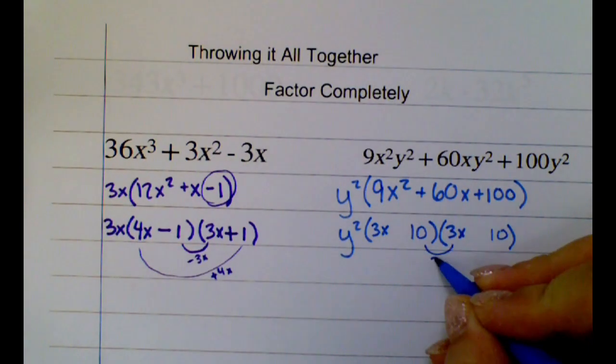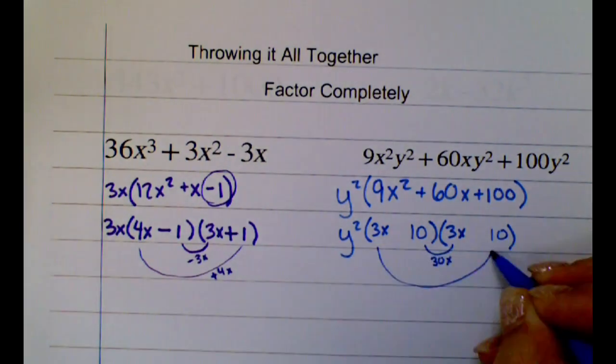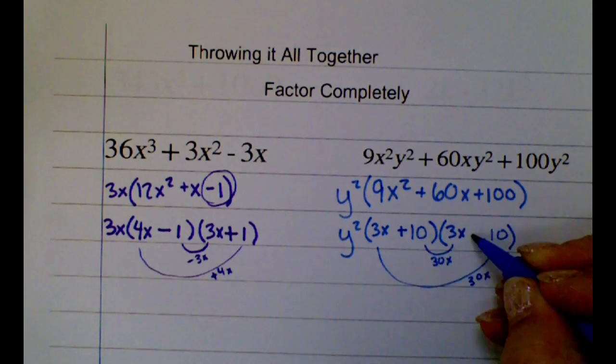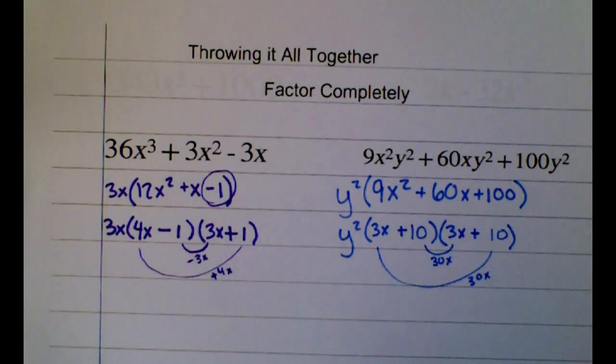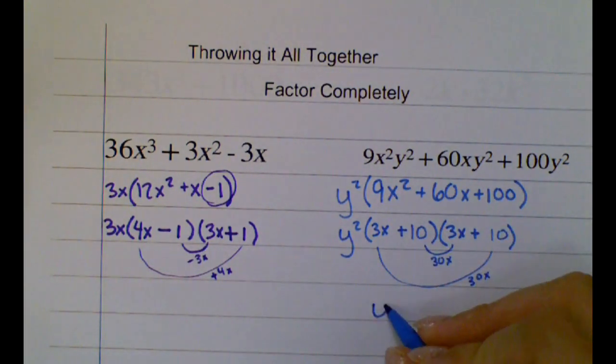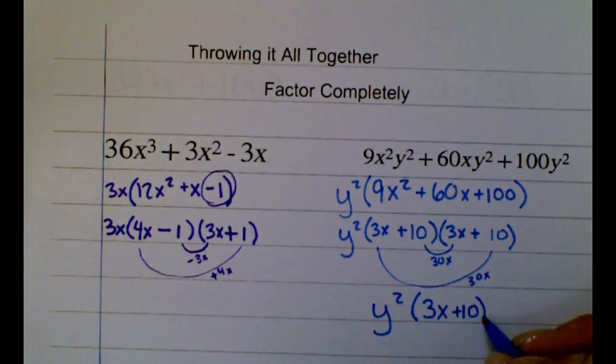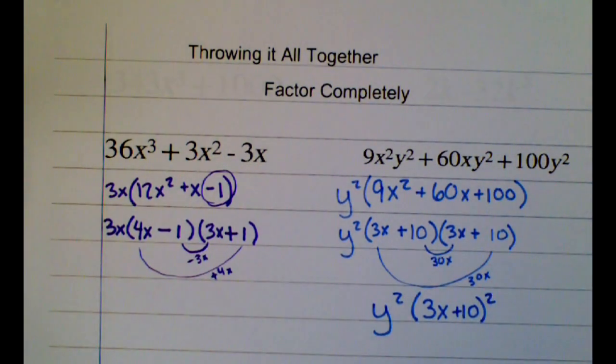10 times 3x is 30x. 3x times 10 is 30x. If I add them both, I get that positive 60x in the middle that I want. So this one I could rewrite as y squared times 3x plus 10 squared. Or you can leave it separate as y squared times 3x plus 10 times 3x plus 10.